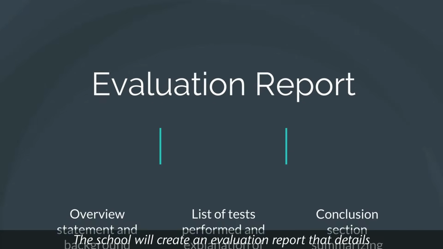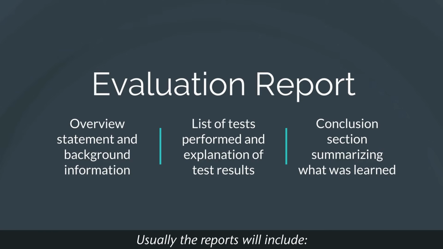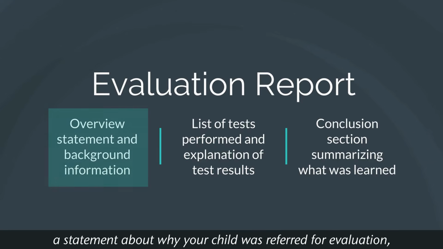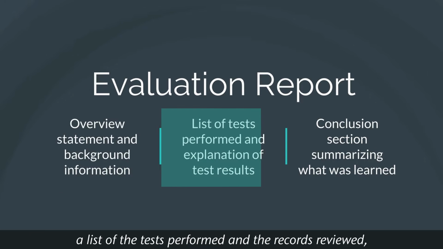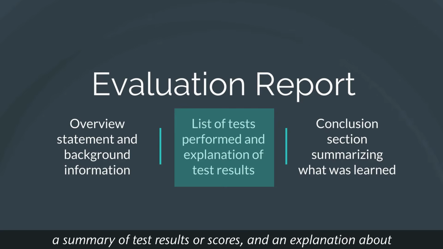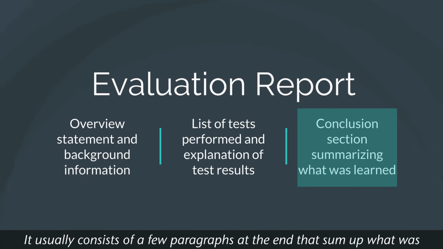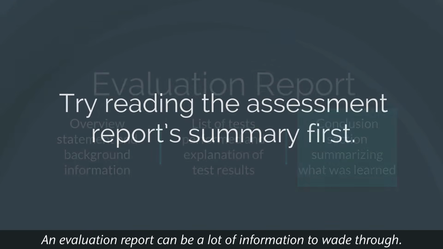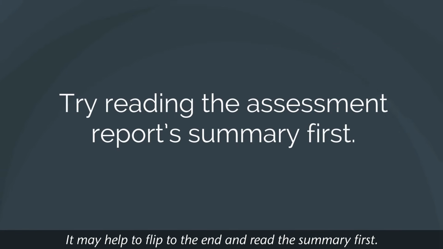The school will create an evaluation report that details all the information gathered, and each team member will give their results. Usually, the reports will include a statement about why your child was referred for evaluation, background information about your child's social and academic history, a list of the tests performed and the records reviewed, a summary of test results or scores, and an explanation about what the test results mean. Most reports have a summary or conclusion section. It usually consists of a few paragraphs at the end that sum up what was learned and what it all means. An evaluation report can be a lot of information to wade through. It may help to flip to the end and read the summary first.